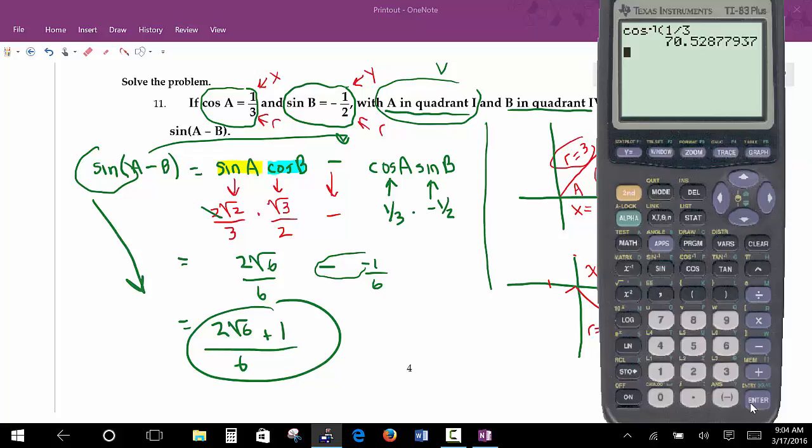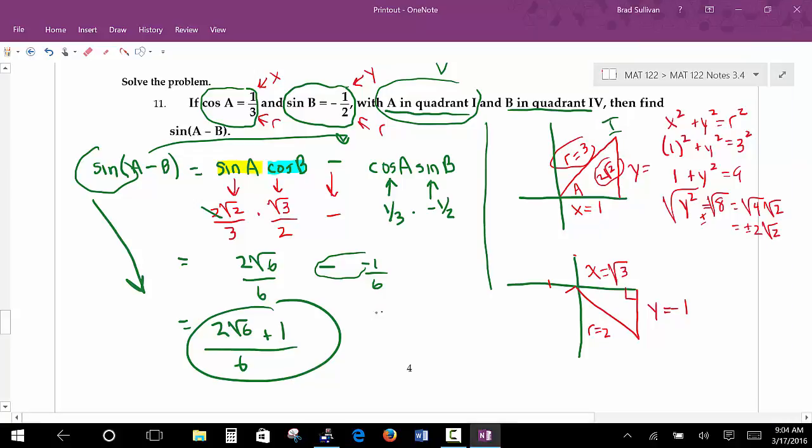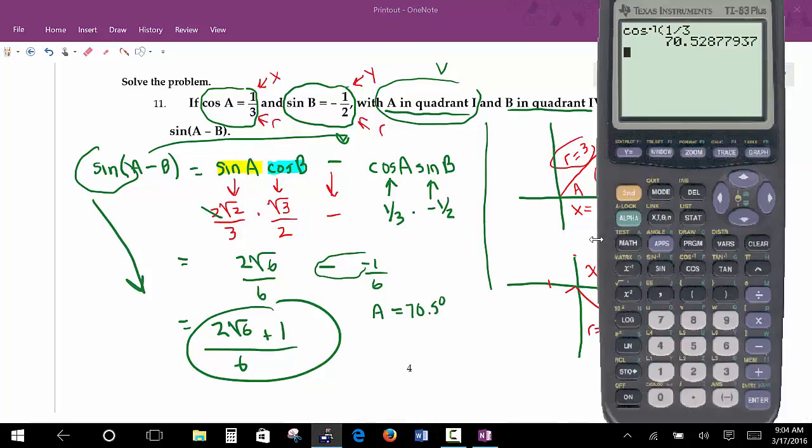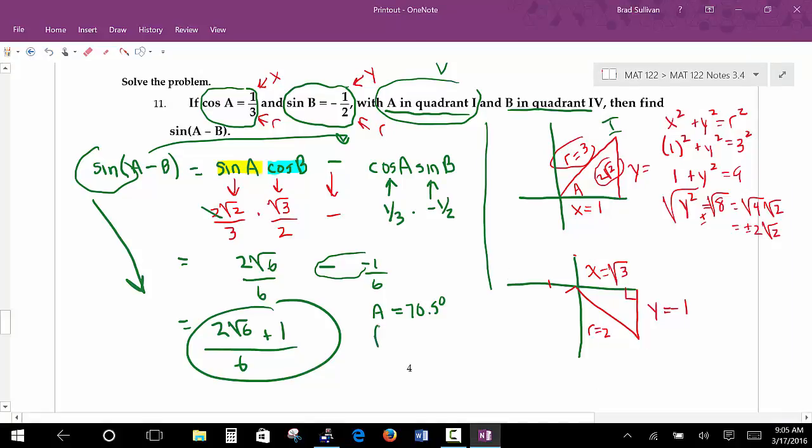Okay, so I'm going to write down that angle A is about 70.5 degrees. And that was a quadrant 1 angle. So that was given to us. Now I'm going to do inverse sine of negative 1/2. And that's going to give me a negative angle now, because of the range of an inverse sine from negative 90 to 90. So really angle B would not be that. It would be 330 degrees because it's a quadrant 4 angle, right?